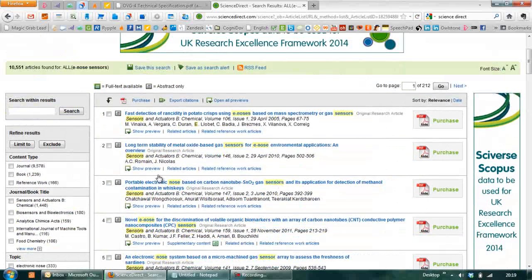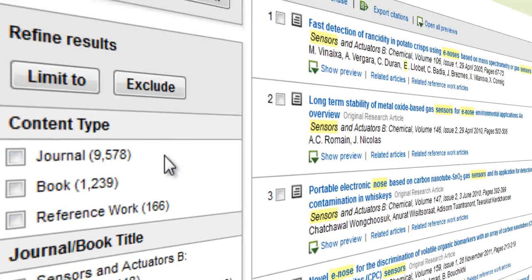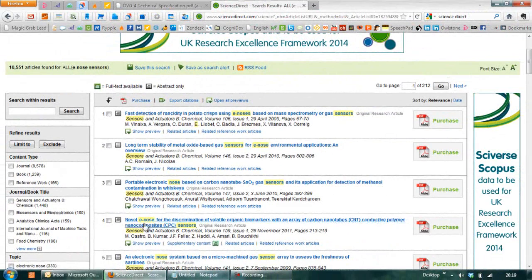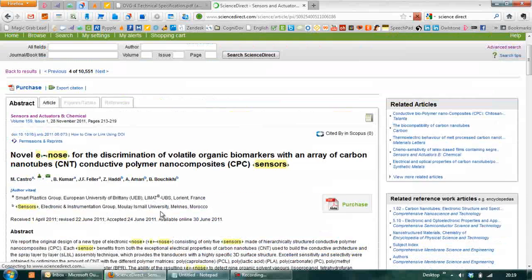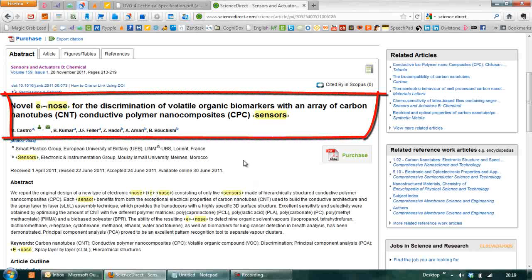So immediately I get a full list of publications. Over on the left hand side here I can see that there's been 9,578 recent publications, and this is great. It shows us that there's a lot of potential here. So if we have a look at one of these, M. Castro, so by reading the title I can see that he may well be interested. Novel nose for the discrimination of volatile organic biomarkers.